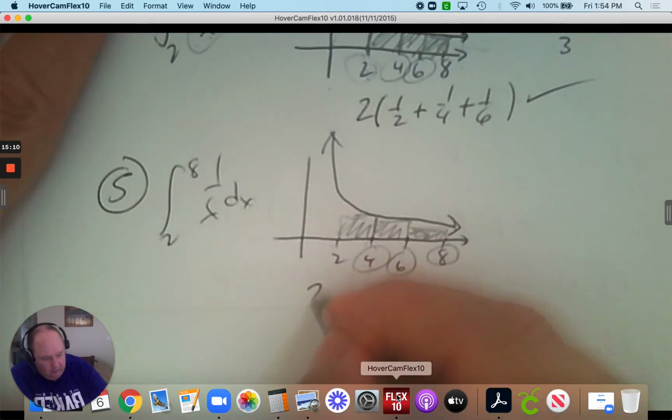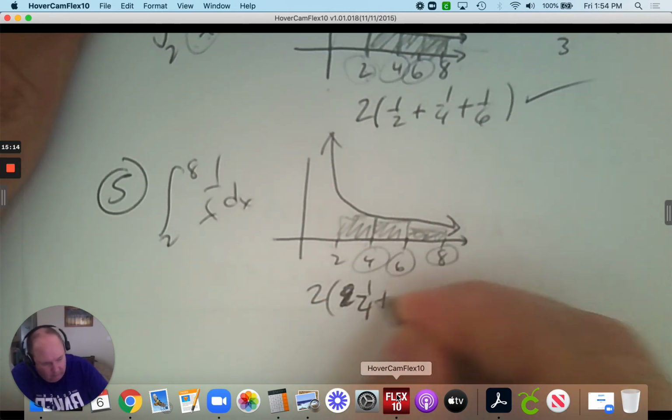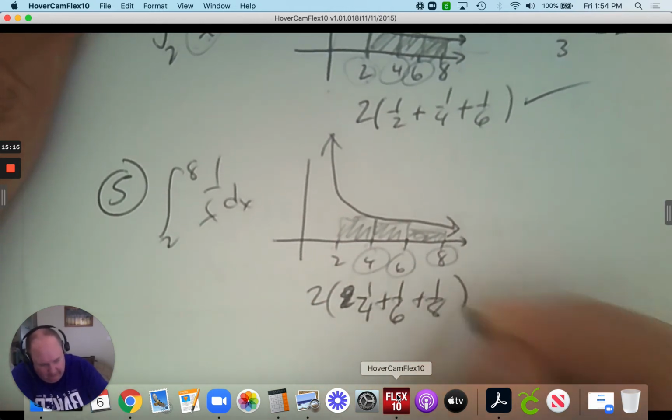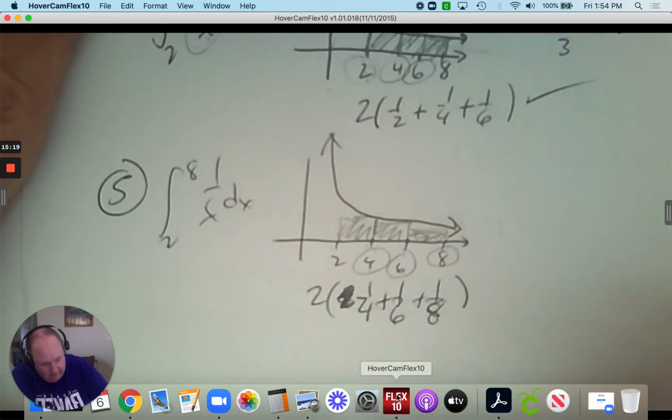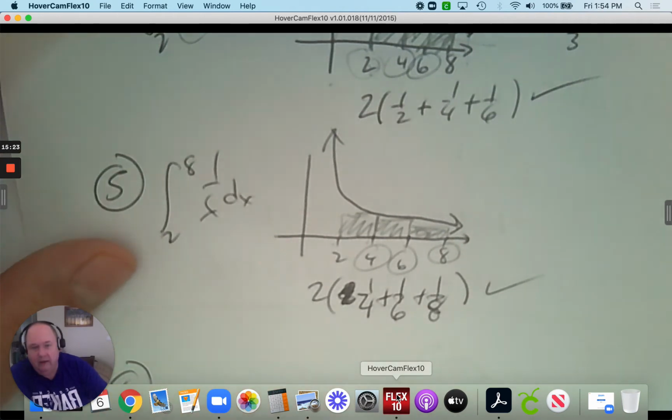So again, the width would be 2, and then plug in 4, so it would be 1/4 plus 1/6 plus 1/8. Ignore that. And don't simplify it. Perfect. Number 6.